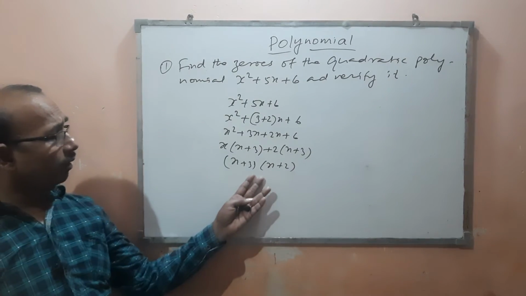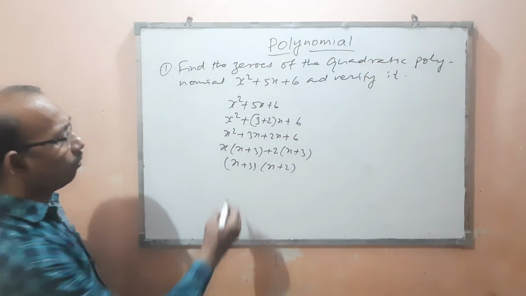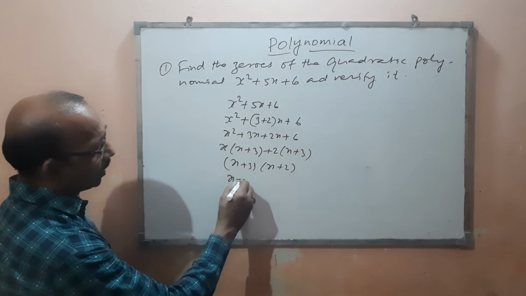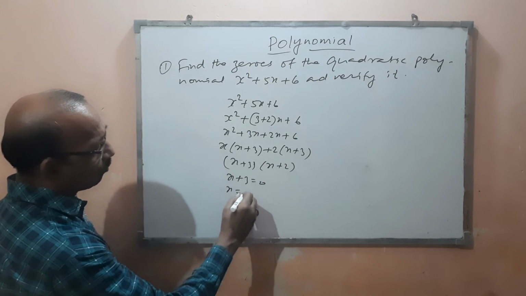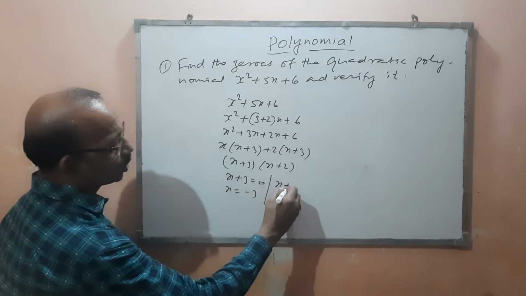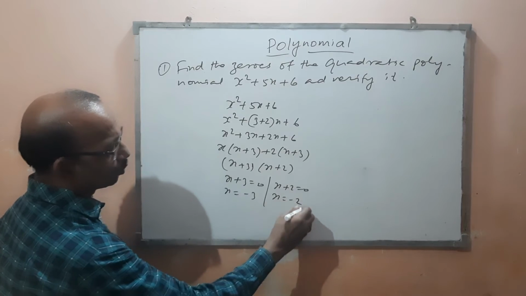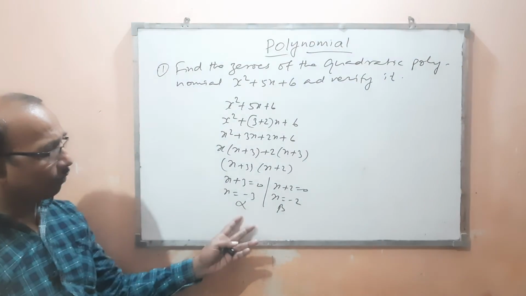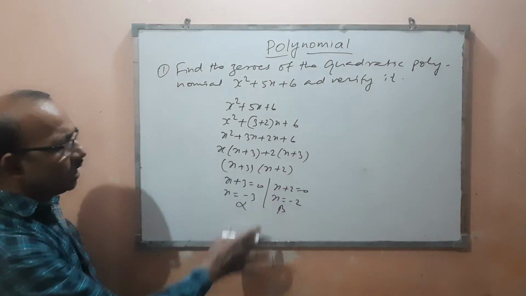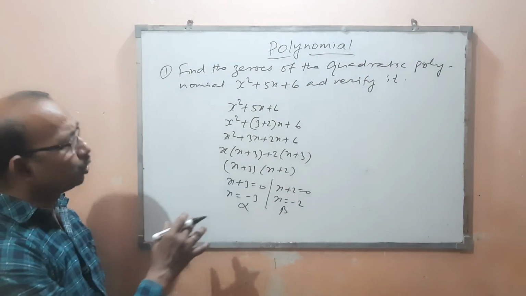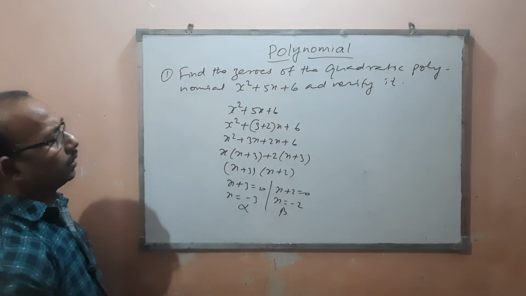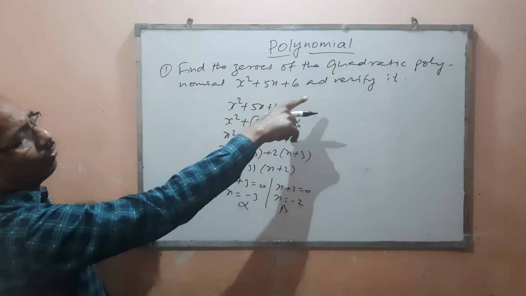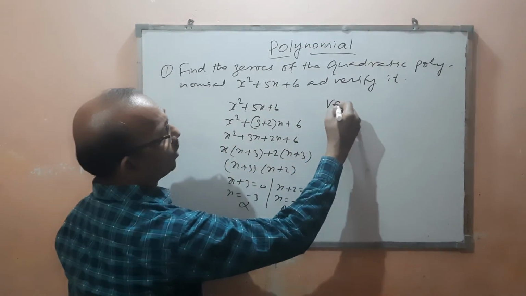So you can find the zeros by equating each factor to zero. x plus 3 is equal to 0, then x equals minus 3, and x plus 2 is equal to 0, then x equals minus 2. These are the zeros, and these are alpha and beta. So you can easily find the zeros. The first part of the question is done. Now secondly, verify it. So right here, verification.